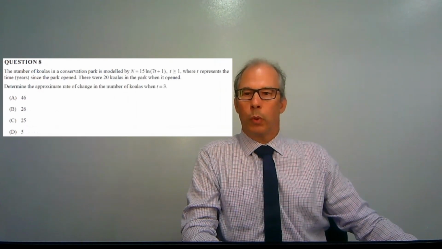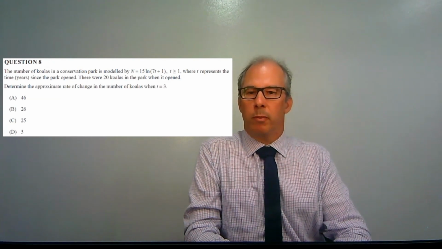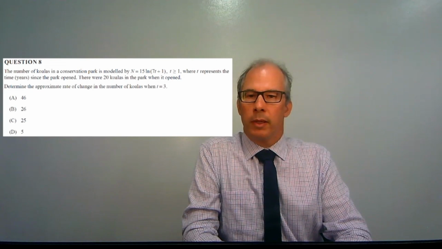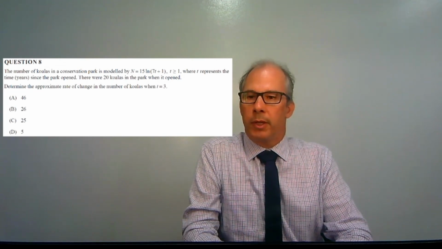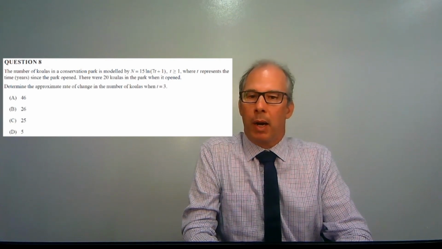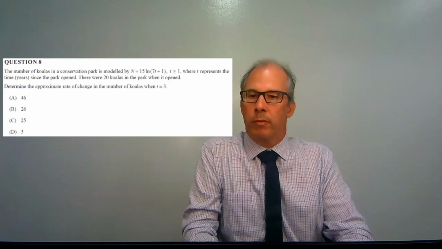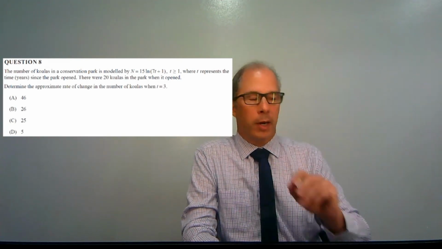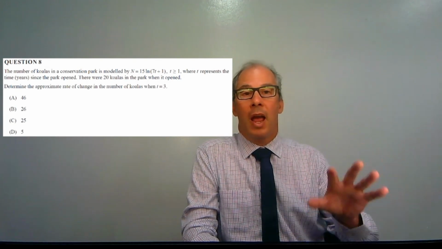On to question 8 now. Question 8, the number of koalas in a certain conservation park is modelled by n equals 15 ln of 7t plus 1, where t is greater than or equal to 1, and t represents the time in years since the park opened. There were 20 koalas in the park when it opened. Determine the approximate rate of change in the number of koalas when t equals 3. So this is a straight up calculator question for the TI-84.